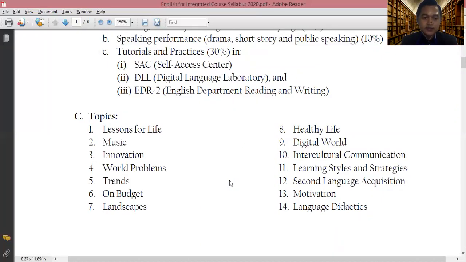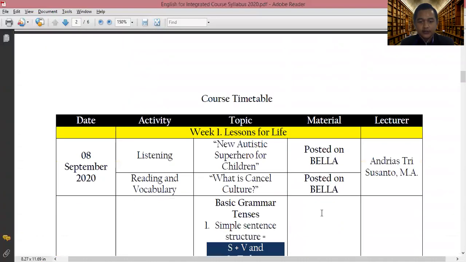And the topics that we will cover throughout the semester, first of all, is lessons for life. The second one, music, innovation, world problems, trends, on budget, and landscapes. As for the 8th topic is healthy life, digital world, intercultural communication, learning styles and strategies, second language acquisition, motivation, and lastly, this is quite optional, I think. If we happen to have the final week or week 14, we need to have language didactics, unless we will review all the materials, of course.